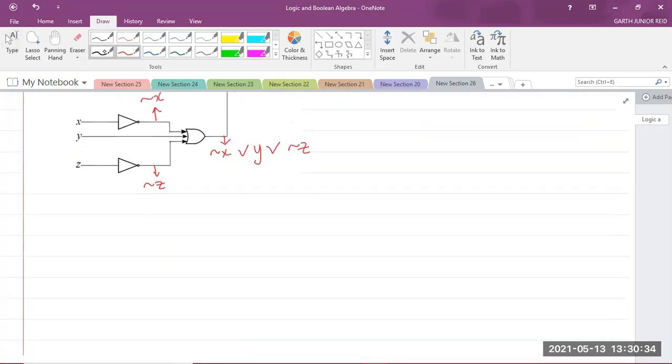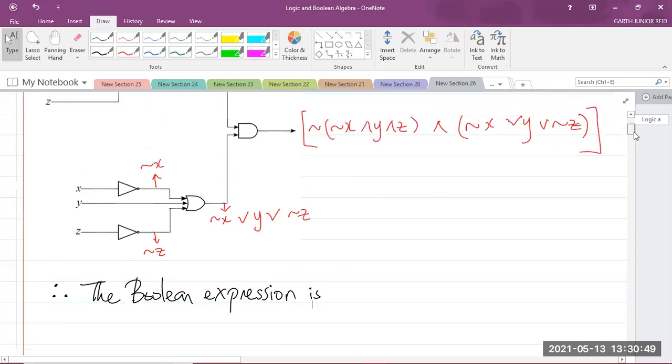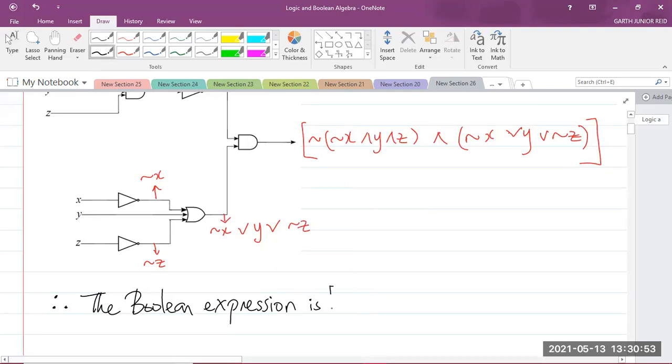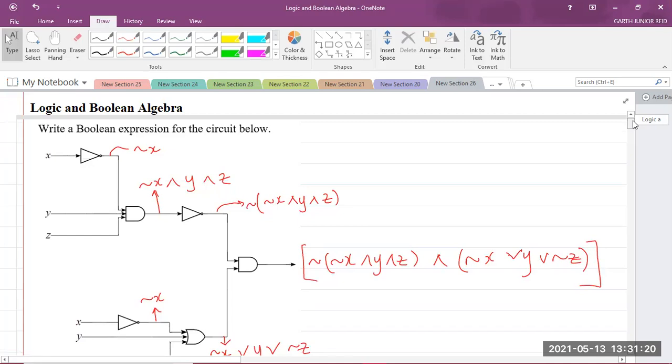So that is our Boolean expression for this circuit. So we need to write a final statement now. So we can now say that therefore, the Boolean expression is going to be not X and Y and Z, and we're going to have not X or Y or not Z. That is our solution to this question. This is logic and Boolean algebra. And we have just solved a combinatorial circuit question.